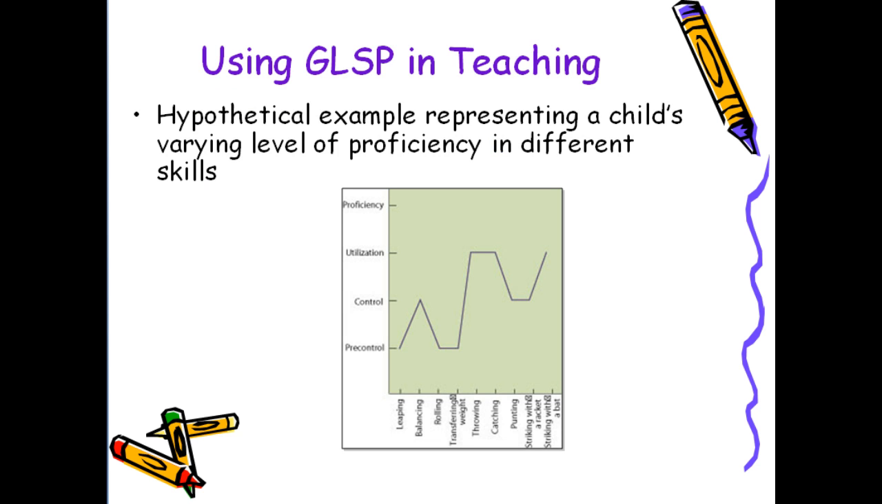Using the skill levels in teaching, we look at a hypothetical example representing a child's varying level of proficiency in different skills. If you looked at this chart for a particular child, it shows that they're at the pre-control level in leaping, at the utilization level at throwing and catching, at the pre-control level again for transferring weight, at the control level for balancing, and back up to the utilization level for striking with a bat. You can see how one child has many different skill levels according to the skills that they're practicing.